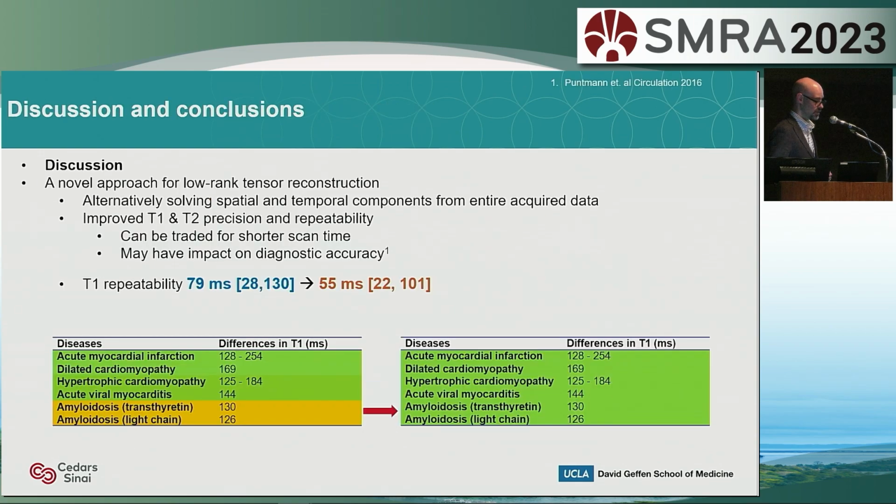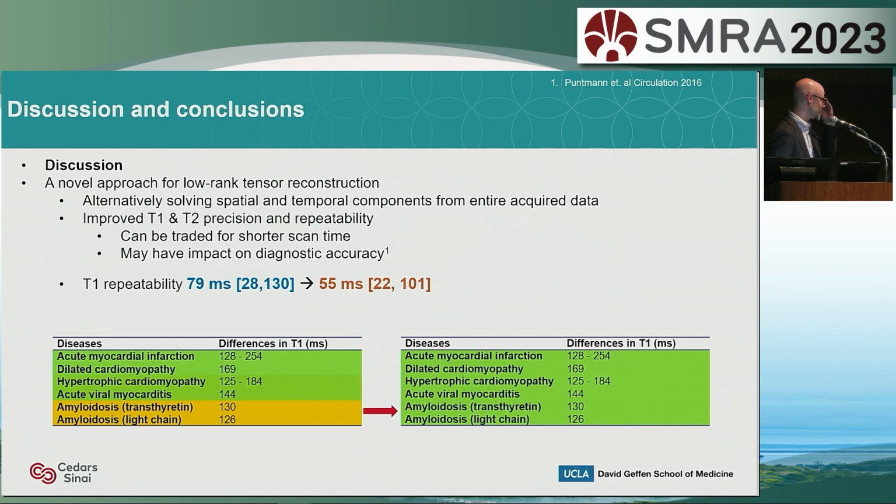So in conclusion, Tianle developed a novel approach for low-rank tensor reconstruction that alternately solves the spatial and temporal components from the entire acquired data. It improved T1 and T2 precision and repeatability, showed promise for potentially trading that for shorter scan time, and may have an impact on diagnostic accuracy.